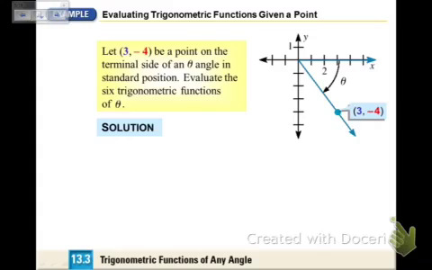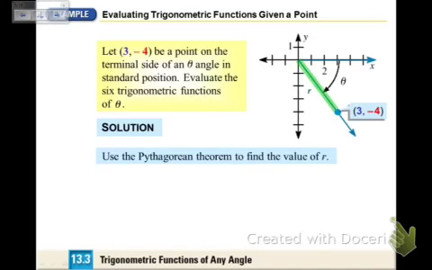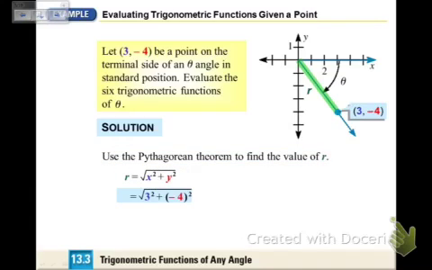Let's go ahead and do one here. Let 3, negative 4 be a point on the terminal side of an angle in standard position. So we plotted that over here on the graph. Right here is 3, negative 4. Evaluate the 6 trig functions of theta. Well, first thing I have to do is find the value of r. So I'm going to use the Pythagorean theorem and plug those in there. And it turns out I get 5. 3 squared plus 4 squared is the square root of 25, which is 5. So r is 5.